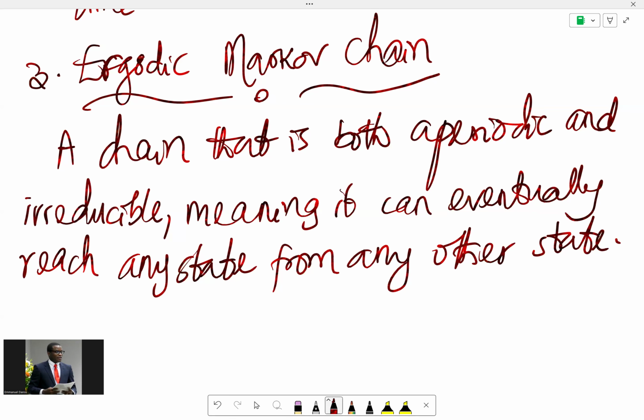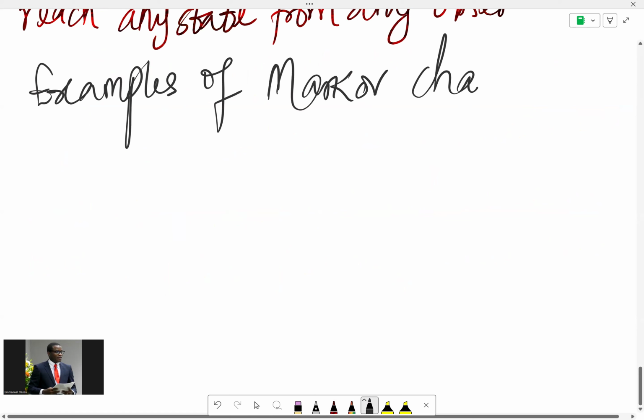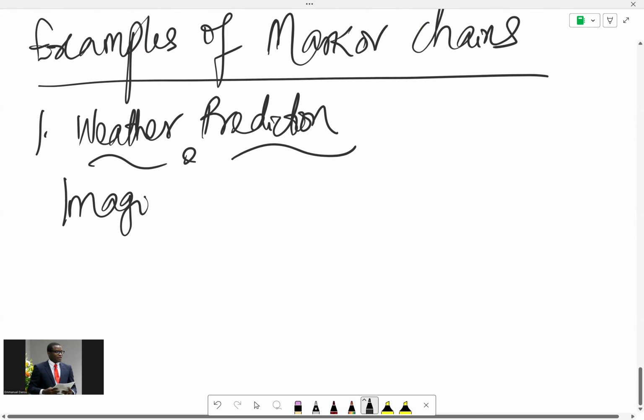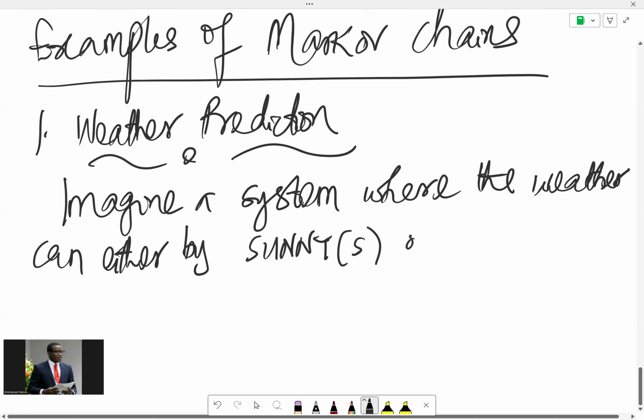Now let's talk about examples of Markov chains. So one, we have weather prediction. Imagine a system where the weather can either be sunny, S, or rainy, R.